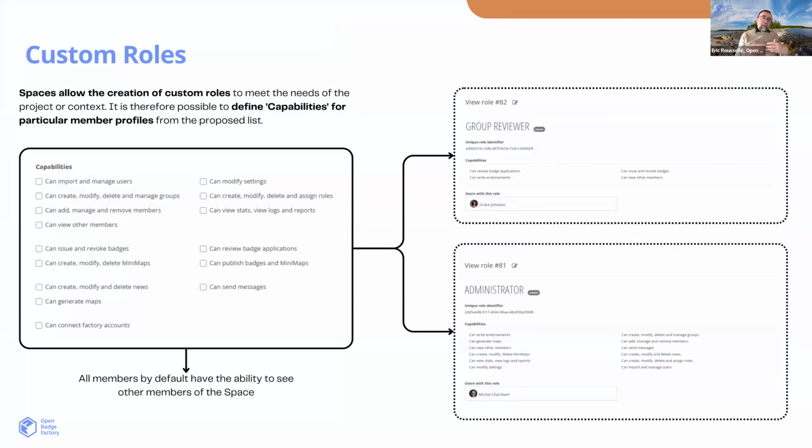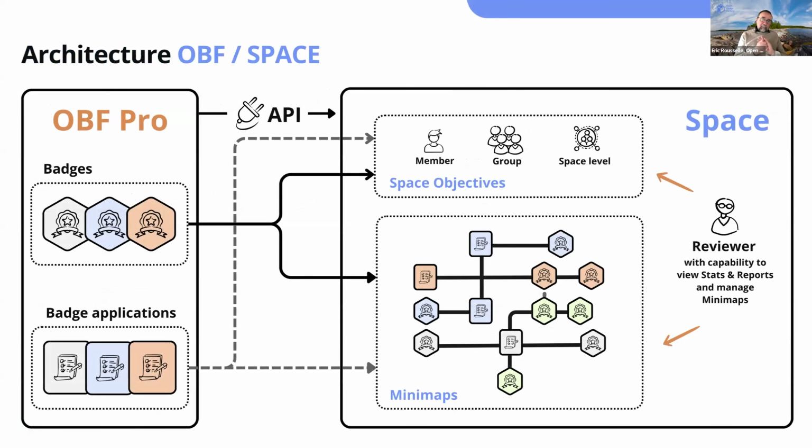Now, in the new version, you can create roles inside the space, and these roles can be tailored based on your needs, based on different kinds of capabilities. So you can set up a role for reviewers, you can set up a role for administrators if you want, or for teachers. You can just choose what kind of capability you want to assign to these roles. One other thing which is important in the new structure of the spaces are groups.